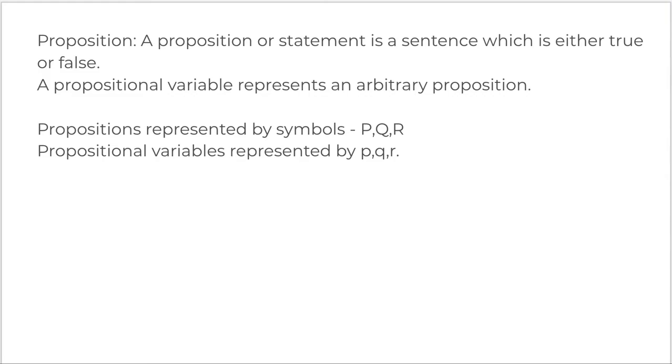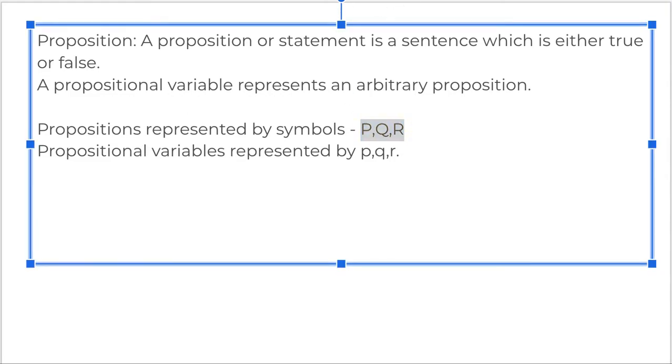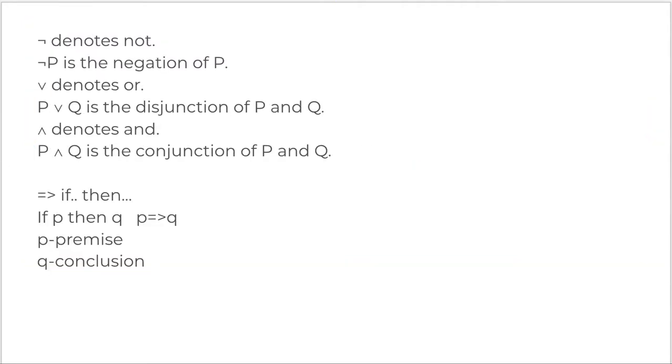So that's an example of what a proposition is and what a proposition is not. A propositional variable represents any arbitrary proposition. So propositions are represented by symbols, usually capital letters like P, Q, R, and the propositional variables are represented by small letters. Here we write it as P, Q, R for any propositional variables, right?